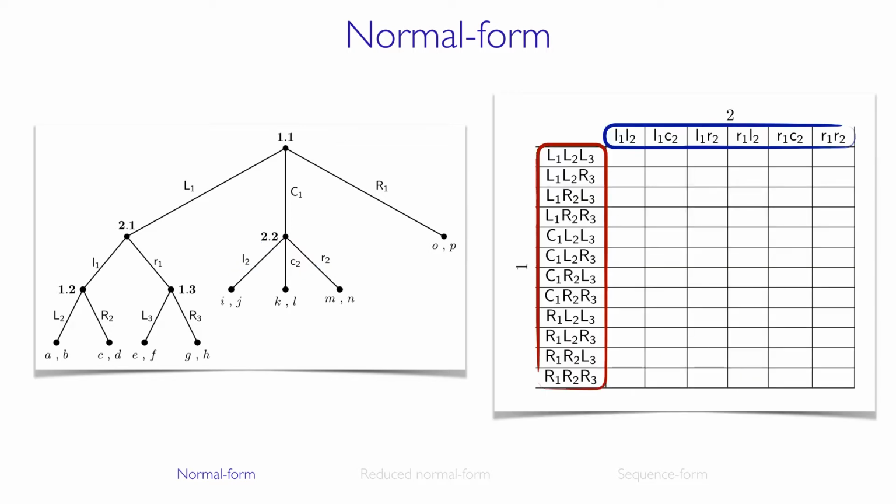Finally, all player plans are obtained by combining actions from different information sets in all the possible ways. For instance, L1, L2, L3 specifies action L1 at information set 1.1, action L2 at information set 1.2, and action L3 at 1.3.